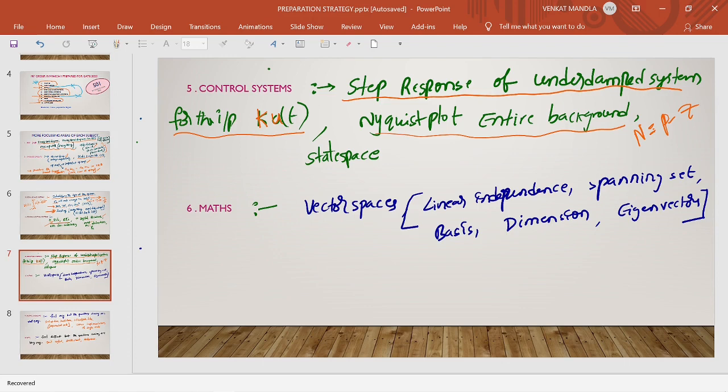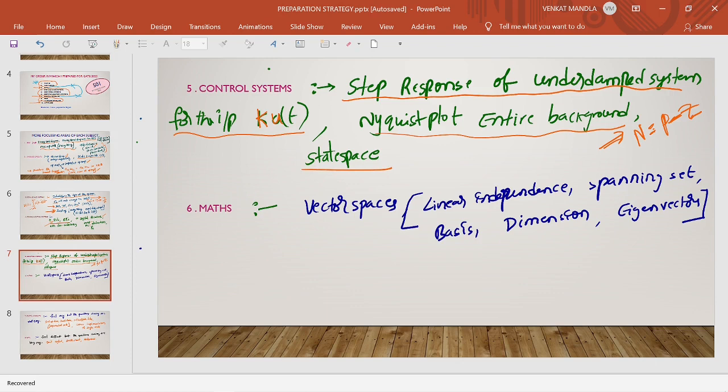Where N equals the number of encirclements about the critical point, P equals the number of open loop poles present in the right side of the S plane, and Z is the number of closed loop poles present in the right side of the S plane. So try to derive this formula. The background concept is needed for the Nyquist plot, so the questions are coming from that background concept. Really work out on that. That is needed.